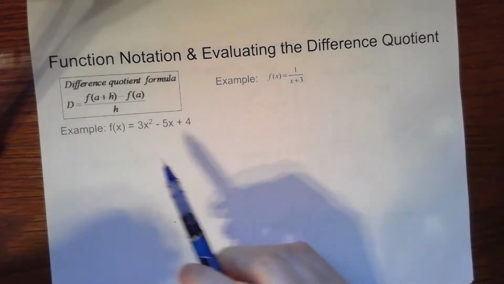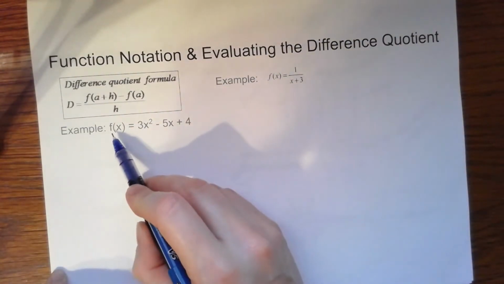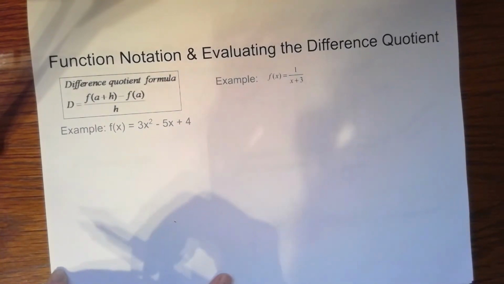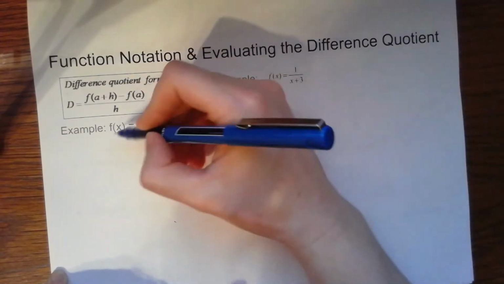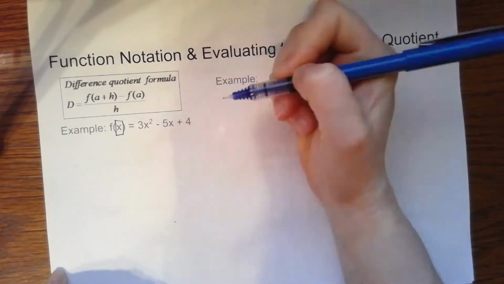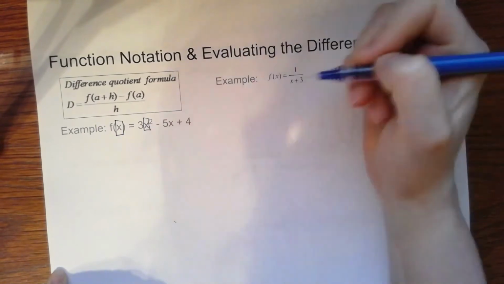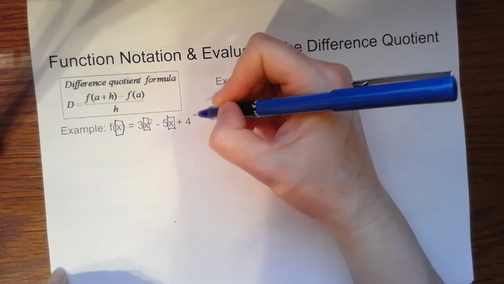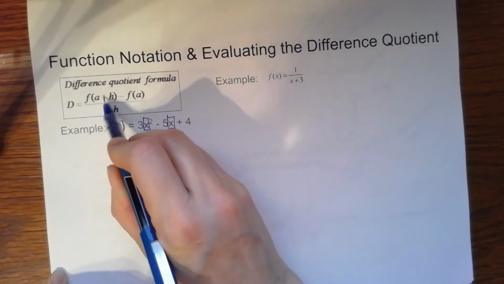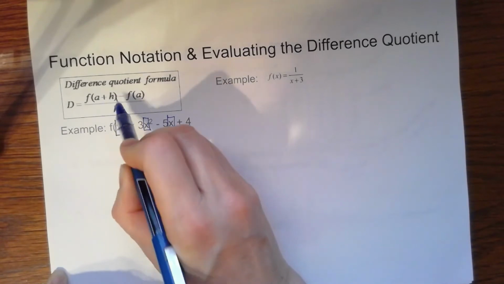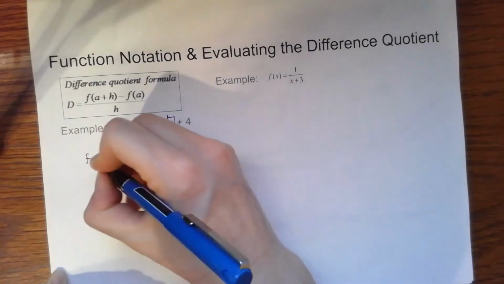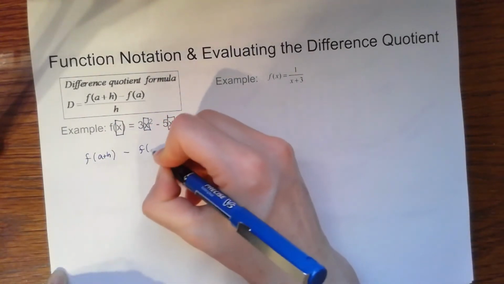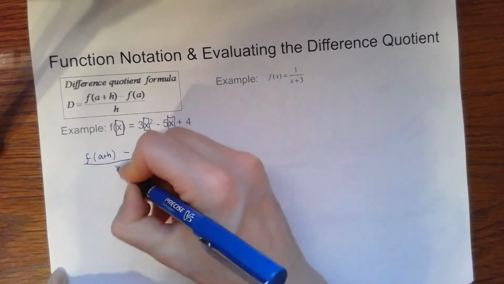Okay, so let's do a couple of examples. We'll start out with this one. We've got f of x, and it's defined to be 3x squared minus 5x plus 4. Remember that we think of this as f of box equals 3 times box squared minus 5 box plus 4. If we want to do f of a plus h, we put a plus h into the box. So f of a plus h, minus f of a, over h.